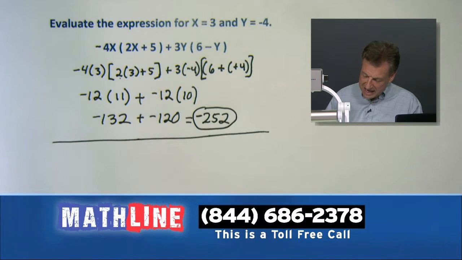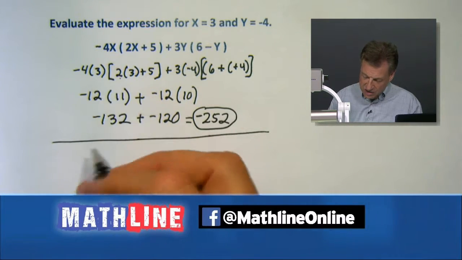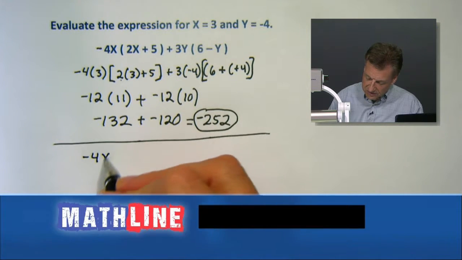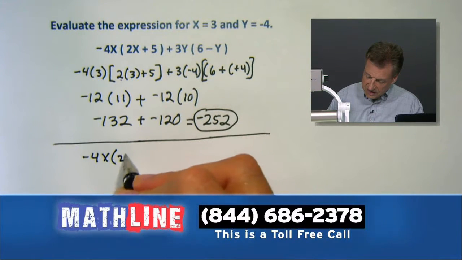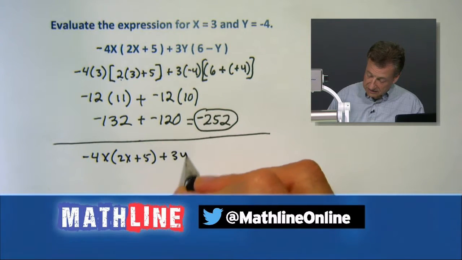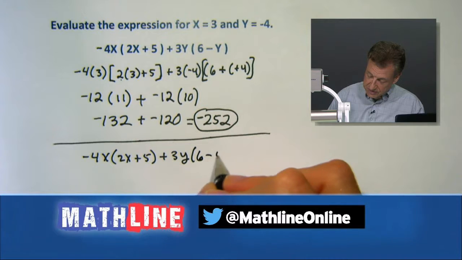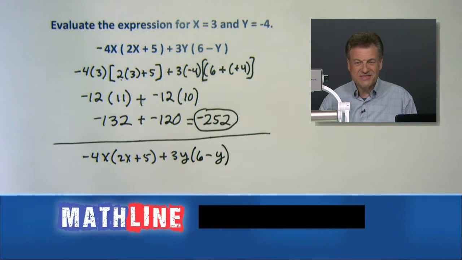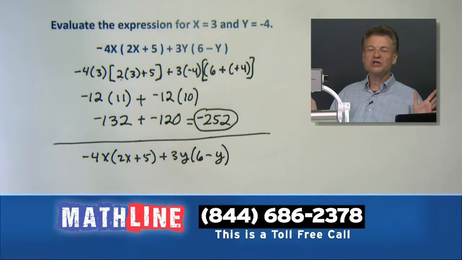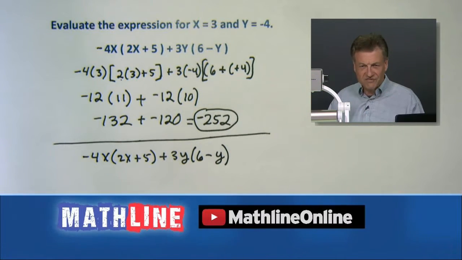So let's check it out and see if we get the same result when we get a distributive property situation. I'm going to rewrite down here: negative 4x, and then we got 2x plus our 5, and we're going to say 3y times 6 minus y. We're just going to work the distributive property. Then we're going to evaluate. We're going to look at our substitution in after we get all these squareds and other good fun things here.